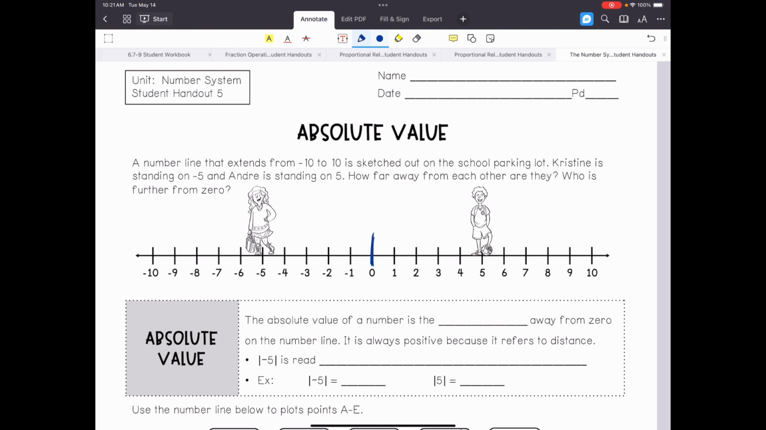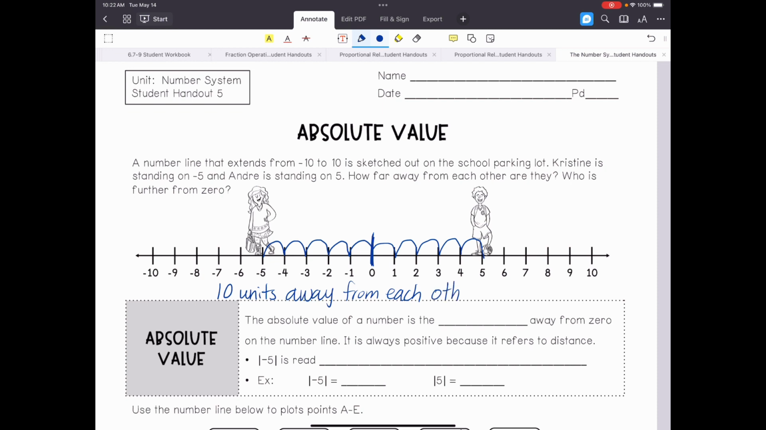And so if I count the units that they are, we've got Christine, so let's count back 1, 2, 3, 4, 5 units from 0. But to get to Andre, we have to go 1, 2, 3, 4, 5 more. So they are a total of 10 units away from each other. So the first answer is 10 units away from each other.